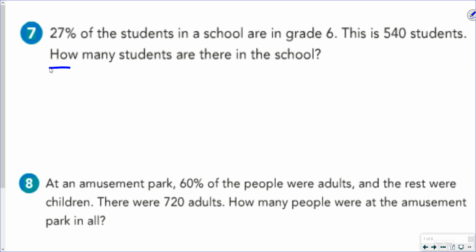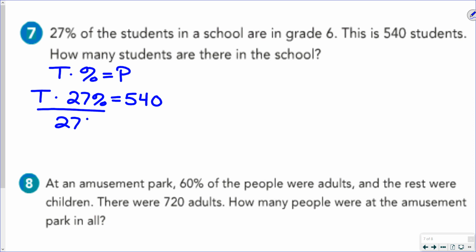So for number 7, again, total times percent equals part. 27% of the students in a school are in grade 6. That's our percentage. This is 540 students. And since we're just talking about the 6th graders, that would be your part. So how many students are there in the school? That refers to us finding a total.